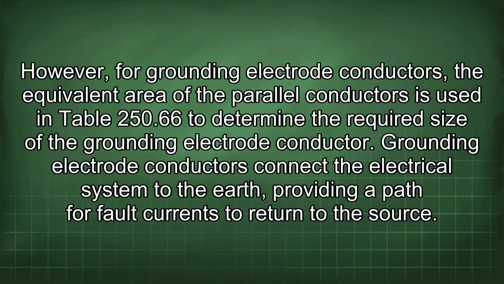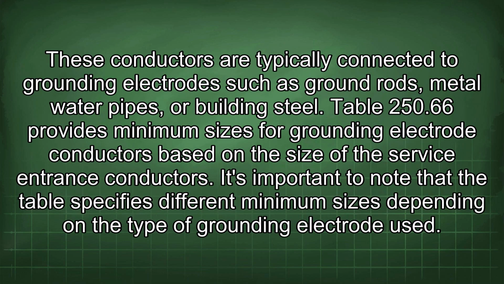Grounding electrode conductors connect the electrical system to the earth, providing a path for fault currents to return to the source. These conductors are typically connected to grounding electrodes such as ground rods, metal water pipes, or building steel. Table 250.66 provides minimum sizes for grounding electrode conductors based on the size of the service entrance conductors. It's important to note that the table specifies different minimum sizes depending on the type of grounding electrode used.